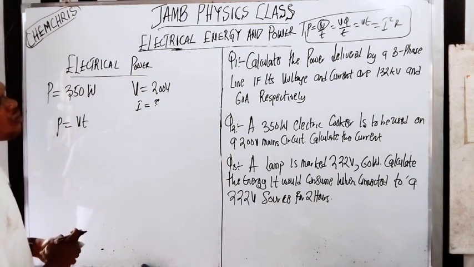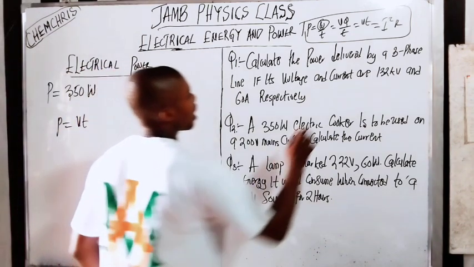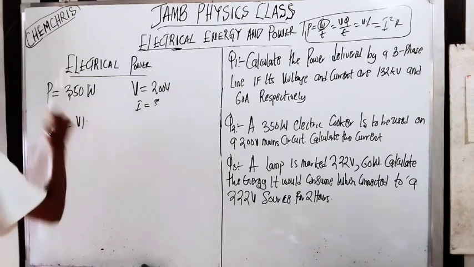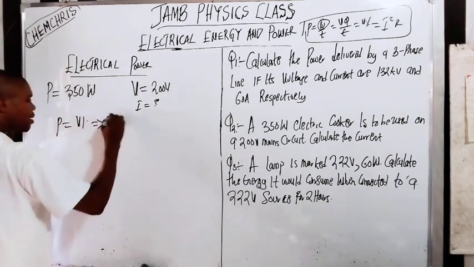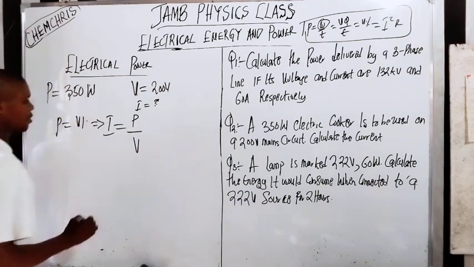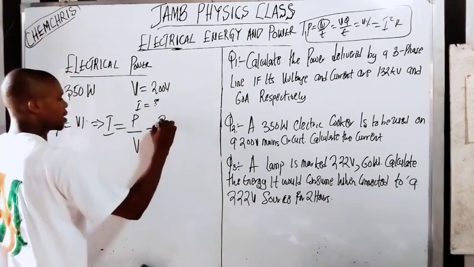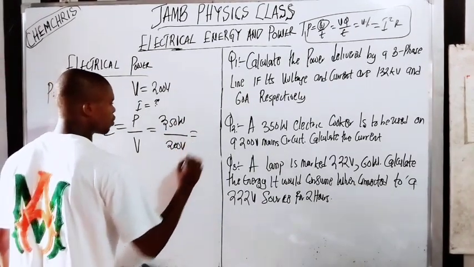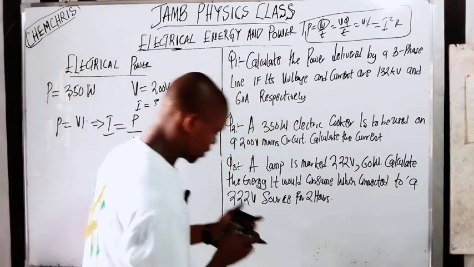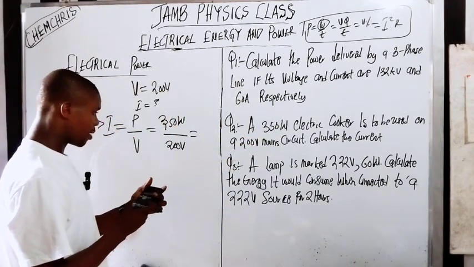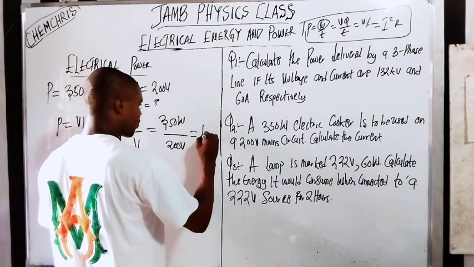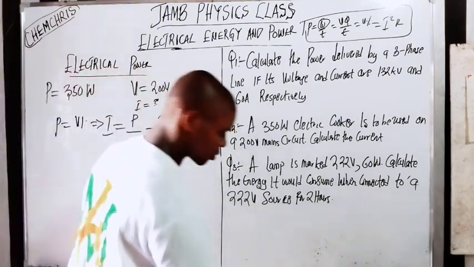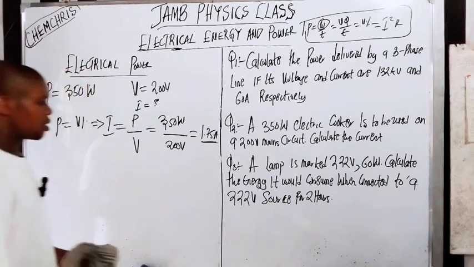So you're supposed to be VI, yes, correct. P equals VI. If you want to make I the subject of the formula, you need to write P over V, right? So you have 350 watts over 200 volts. What will be the answer here? 350 divided by 200 gives 1.75 amperes. Remember, it is in amperes, right? So let's look at question 3.